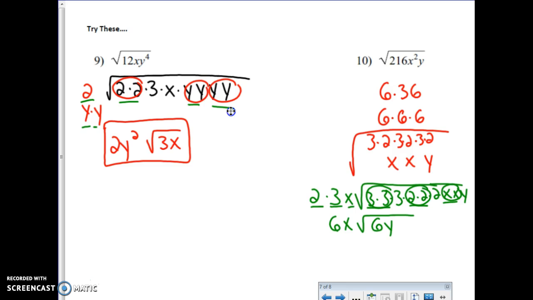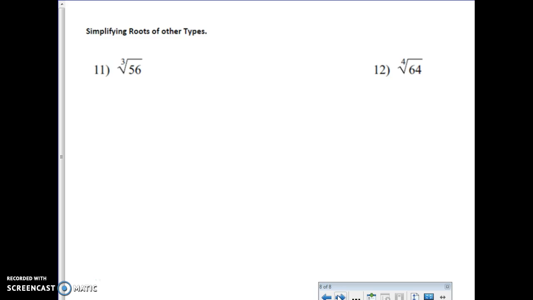Now, we're going to expand on what we've been doing here, and we're going to look at it in regards with other roots. So we're going to look at something called the third root of 56. We're going to do it the same way we did the other ones. So I'm breaking it down. Third root of 56 breaks down to be 7 times 8. 7 times 2 times 2 times 2 is the same thing as the third root of 56.